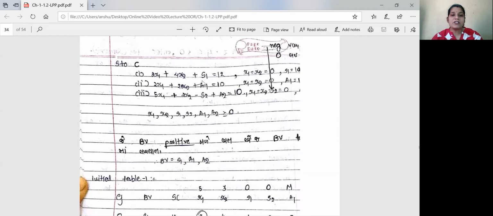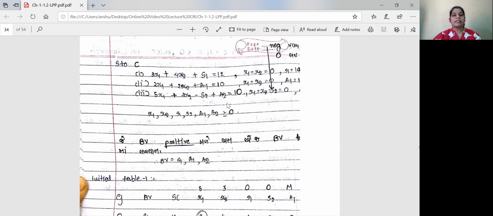So in this equation 2x1 + 4x2, if we put x1 = x2 = 0, then we get s1 = 12. But in our second equation, if we put x1 and x2 equal to 0, then we get a1 = 10. But in the third equation we have two basic variables. Which two? s2 is our surplus variable and a2 is our artificial variable. So in this equation, if we put x1 and x2 equal to 0, we get -s2 + a2 = 10.